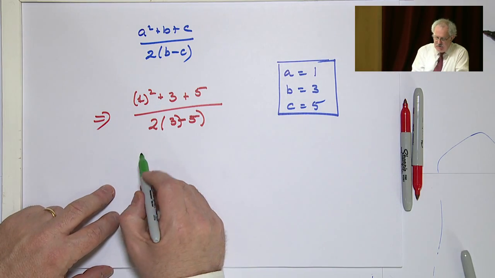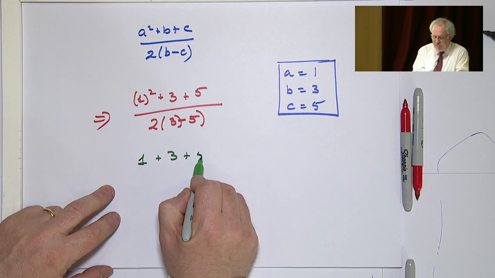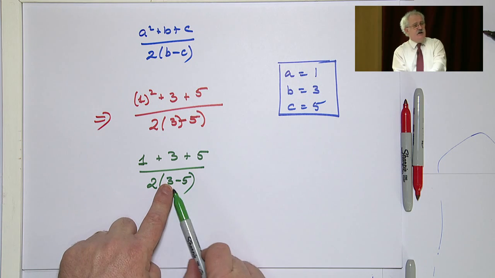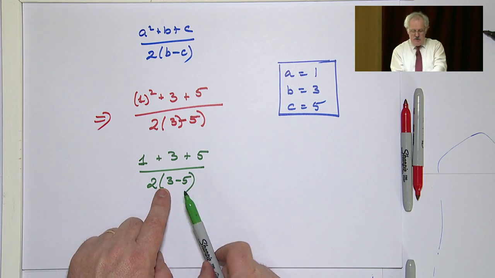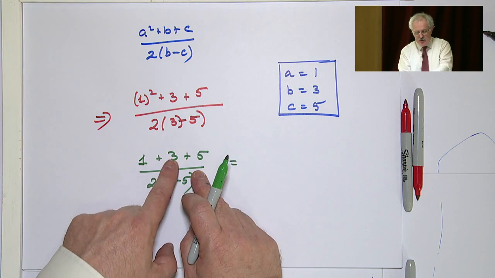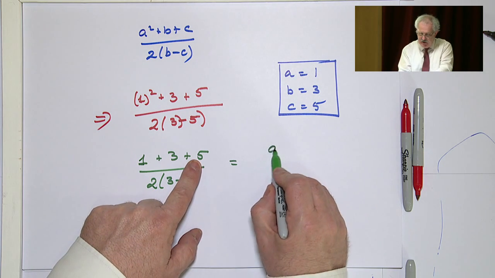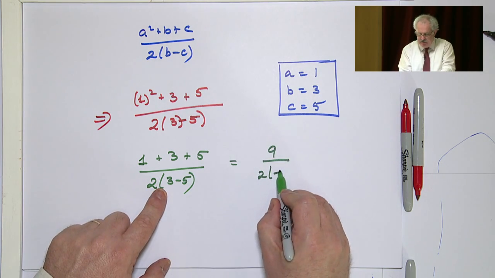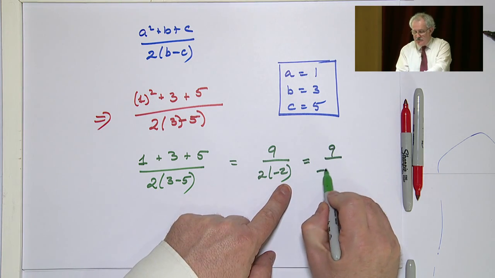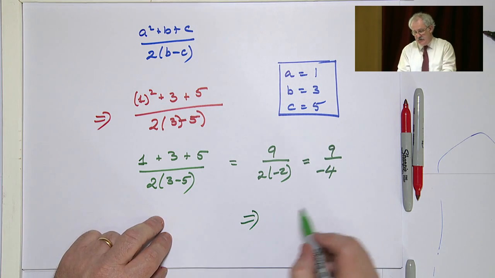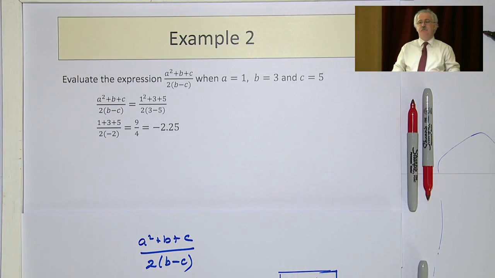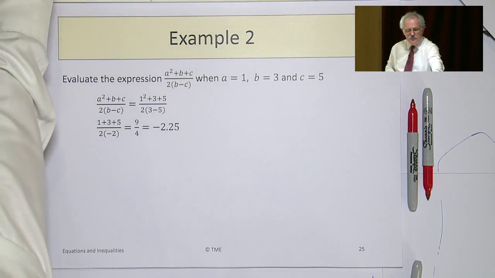But 1 squared is 1 plus 3 plus 5 over 2 into 3 minus 5. 3 minus 5 should be done first because it's brackets. So 1 plus 3 plus 5: there's nothing else higher than addition, so 1 plus 3 is 4, plus 5 is 9. On the bottom, 2 into minus 2. 2 times minus 2 is minus 4. And then with a calculator, that should give us minus 2.25 or whatever that answer is. Is that okay? But again, it's quite methodical.